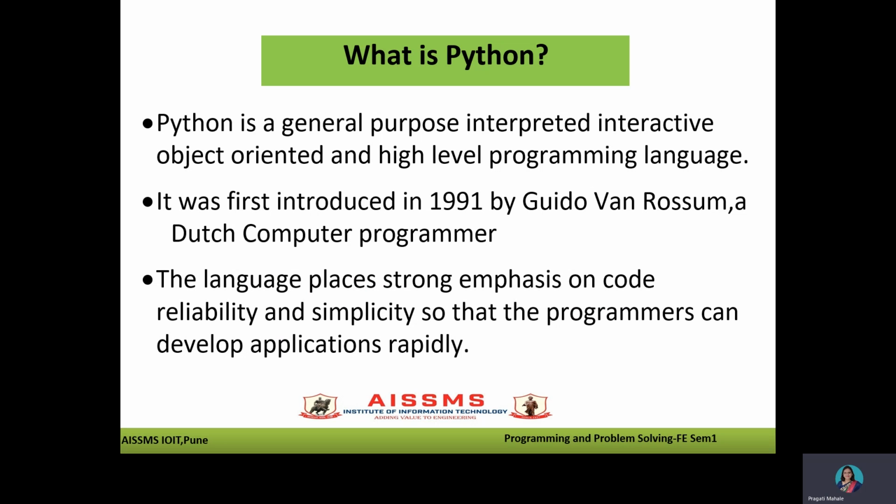It is a general purpose language. The first thing, interpreted, in the sense that we are using an interpreter as a translator for this programming language. Secondly, it is a high level programming language, and the important feature is that it is object oriented. It was first introduced in 1991 by Guido van Rossum, a Dutch computer programmer.